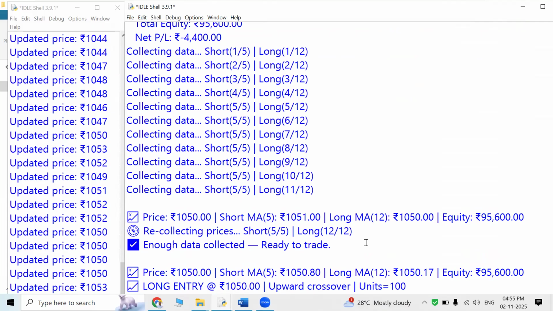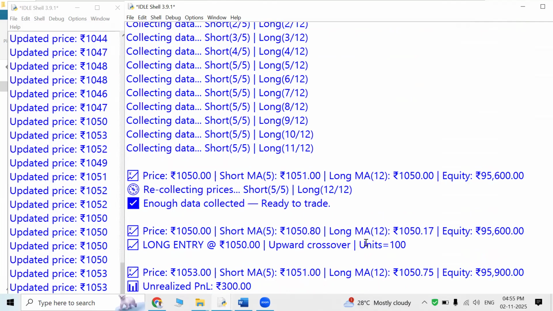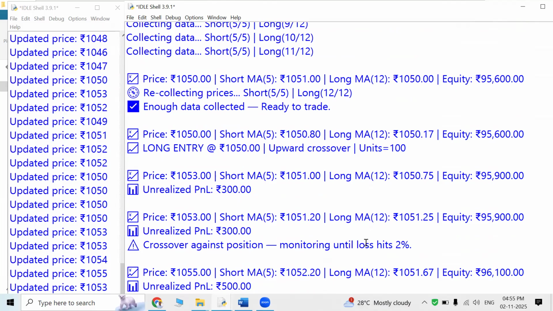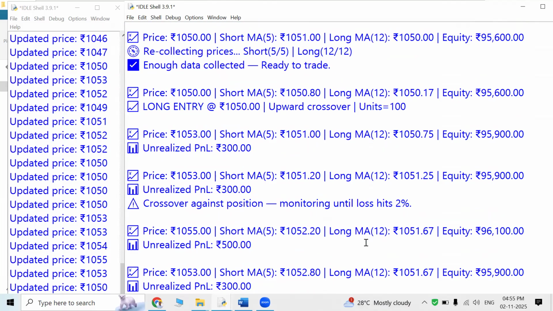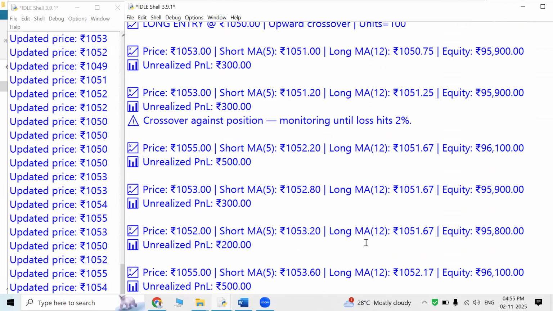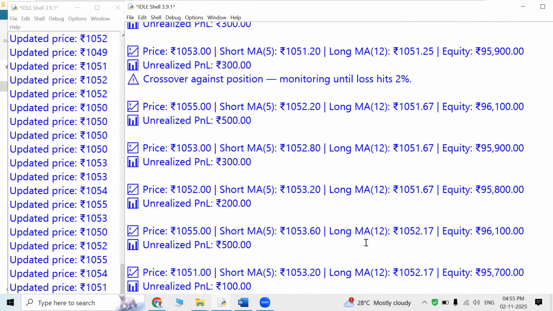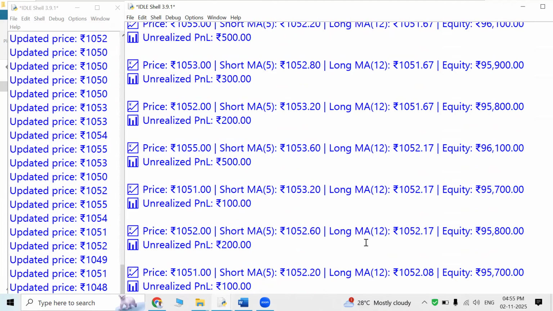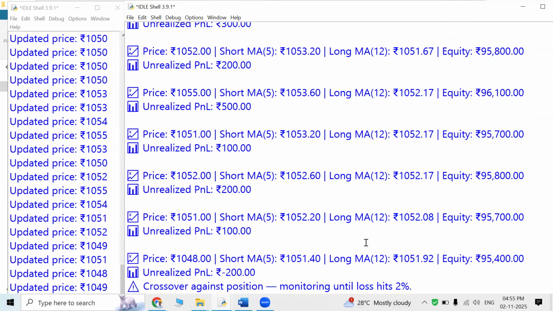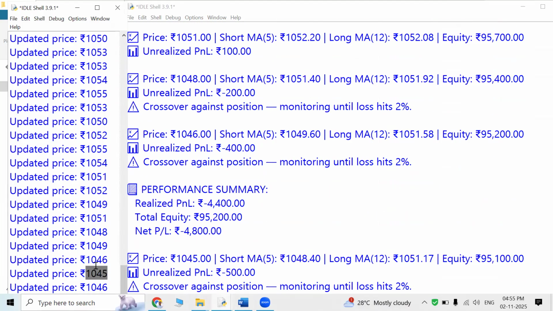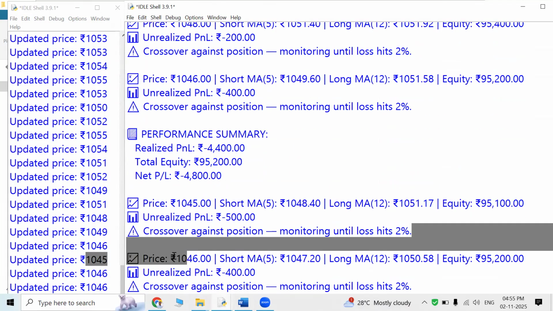We have entered the long position at 1050. Okay, the crossover is against us. No worries. So we will book the profit at 1%. And if the crossover is against us, we will wait for 2% of the total loss, because the crossover happens again and again. Okay, we have entered this trade at 1050. If it goes above the value, okay, we are against the crossover again.